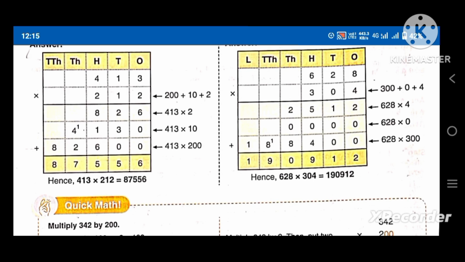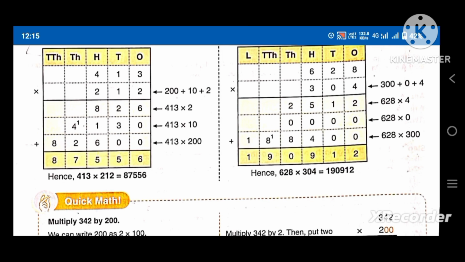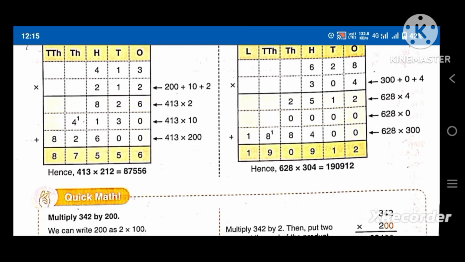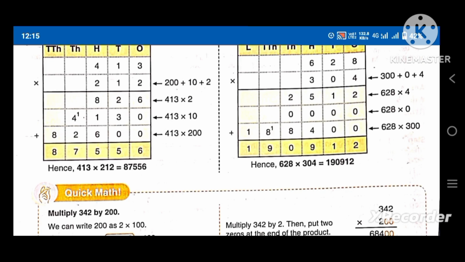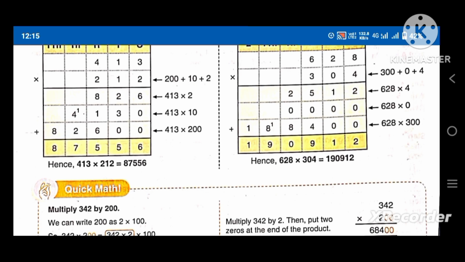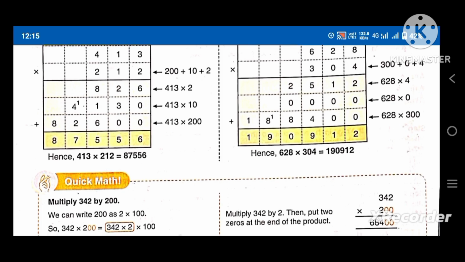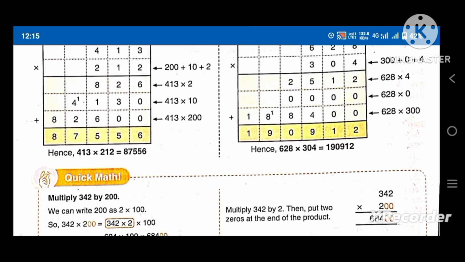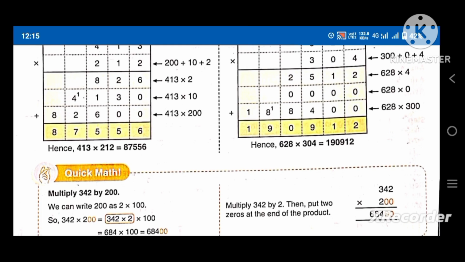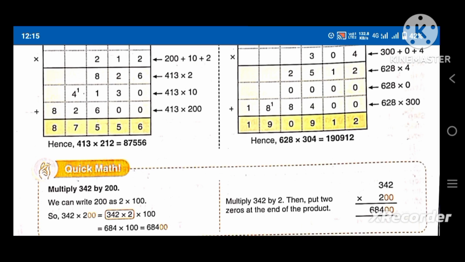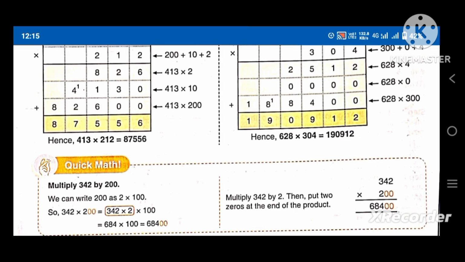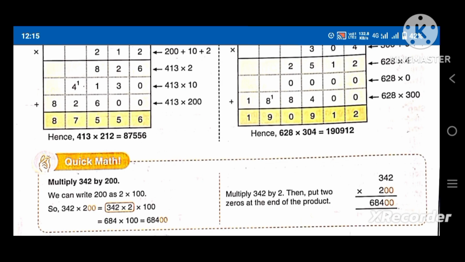Second product is 413 into 10 is 4130. Third product is 413 into 200 is 82,600. Then add 3 products. Get the answer 87,556. Hence 413 into 212 is equal to 87,556.